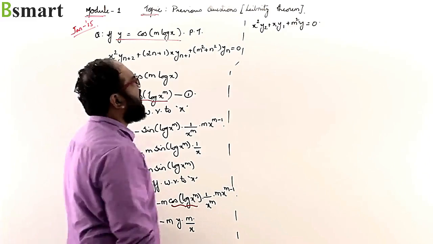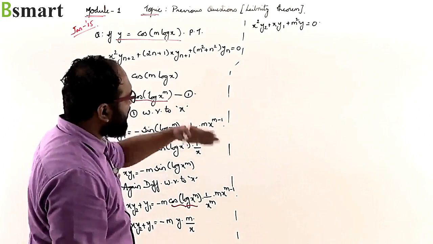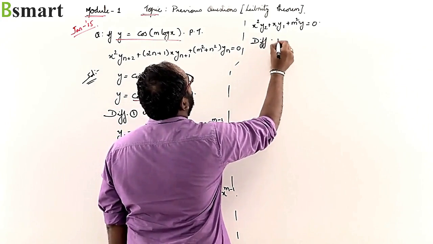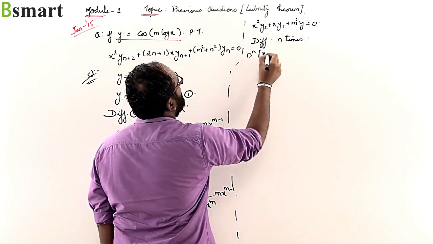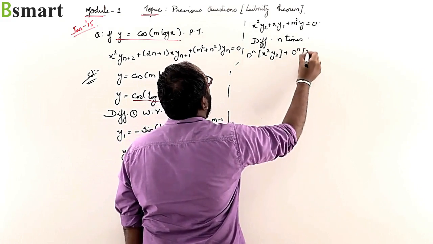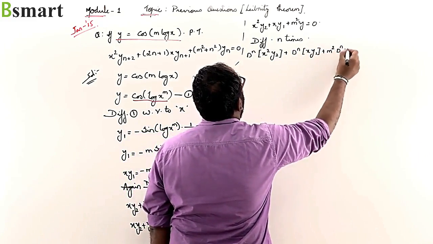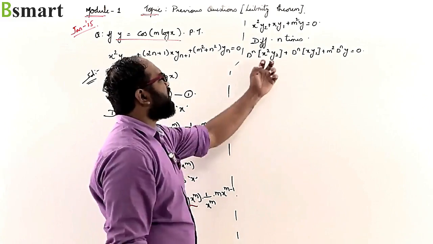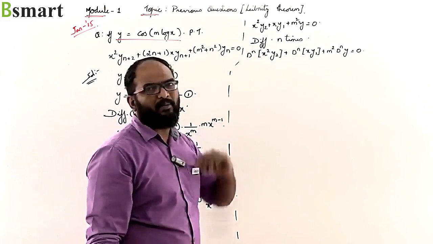So now, as we have obtained the relation between y, y1, y2, differentiate again n times. Differentiating n times, what do we get? That is d to the power n into x square y2 plus d to the power n into x y1 plus m square into d to the power n y is equals to 0. Now, as we are having the product of two functions and we are finding the nth derivative, we will be applying Leibniz theorem.